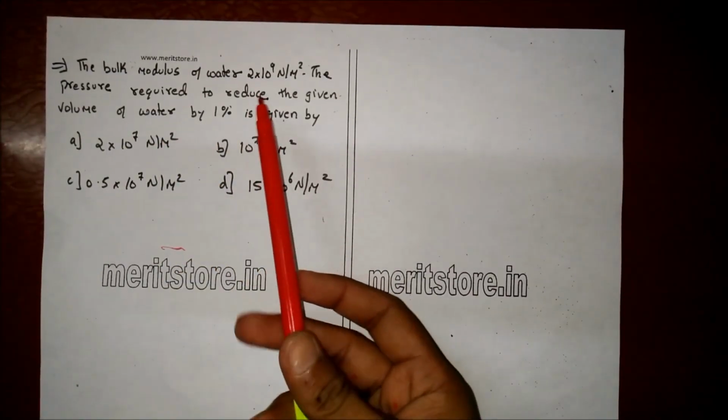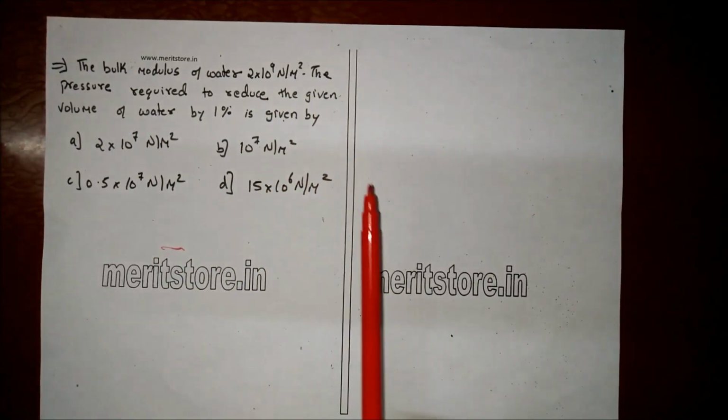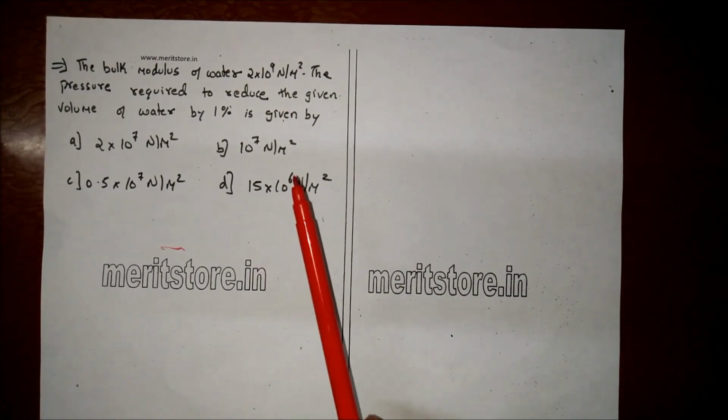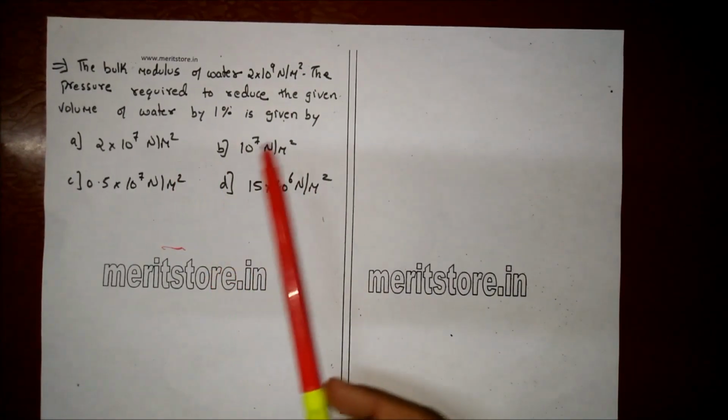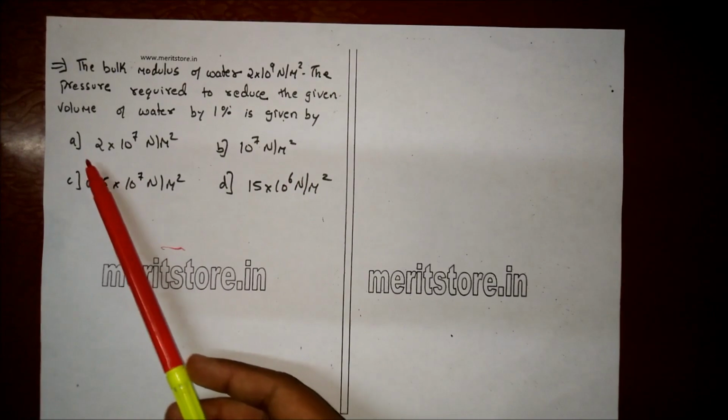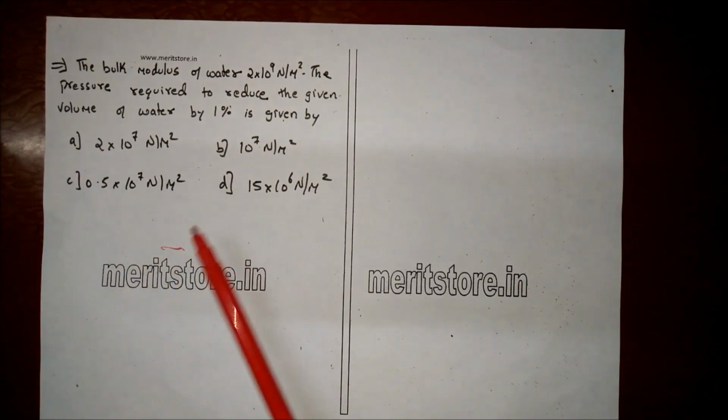Bulk modulus of water is 2 into 10 raised to 9 Newton per meter square. The pressure required to reduce the given volume of water by 1% is given by A, B, C, or D.